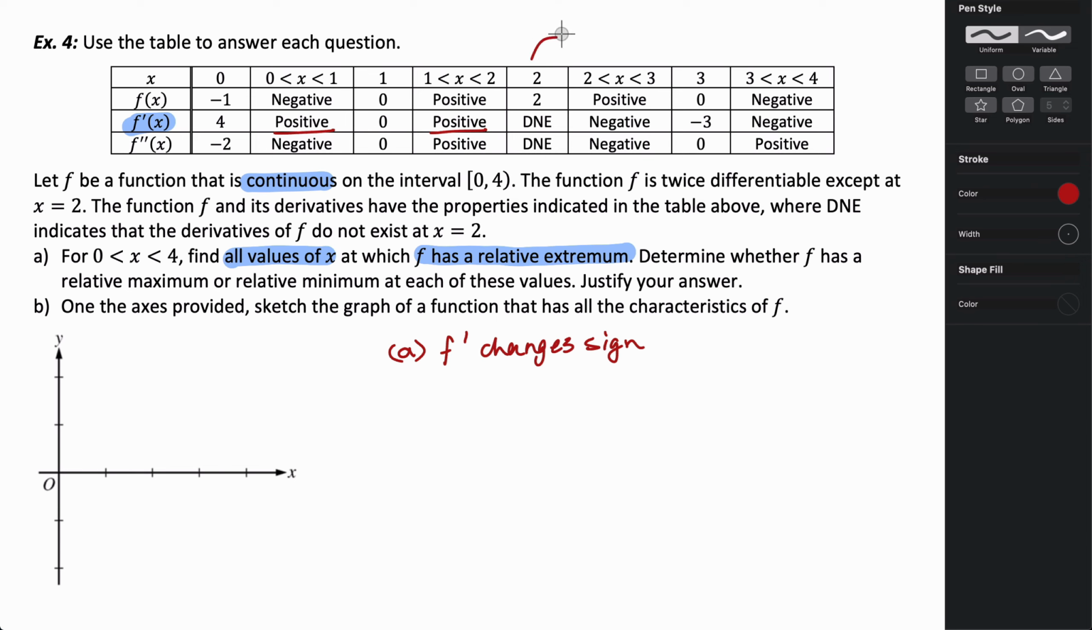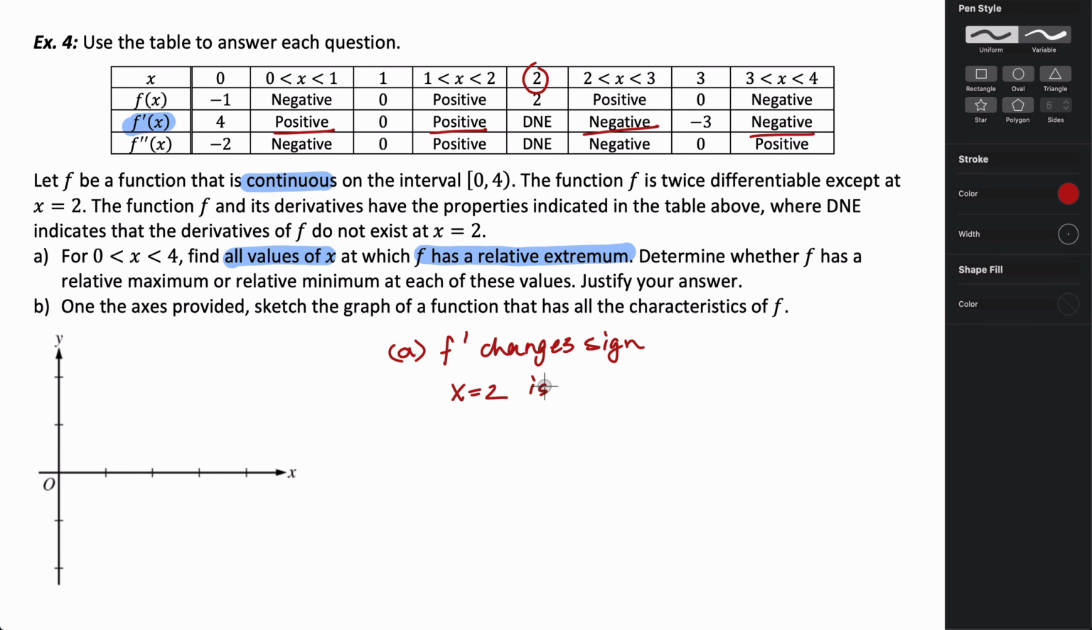My graph is probably doing something like this, where it goes increasing and then continues to increase at that point. We have a sign change here at x equals 2. So x equals 2 is going to be a relative extremum. And then again, it goes negative to negative, so there's no sign change. So there's one sign change in the derivative, and it's at x equals 2. And is it a relative max or min? Because the derivative changes sign from positive to negative, it is a relative maximum.